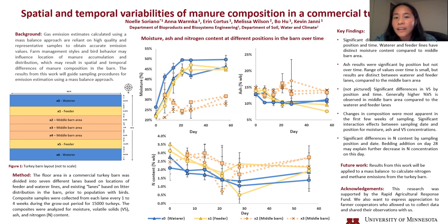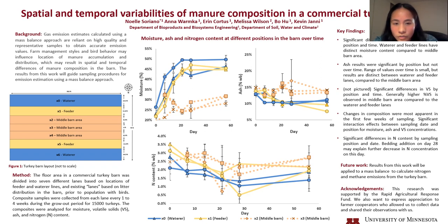In the turkey barn, a significant emission source is the manure, the composition of which may differ spatially based on the accumulation and distribution of the manure, which can also be influenced by farm management styles as well as bird behavior. That is why the objective for this work was to identify the spatial and temporal variabilities of manure composition. We hypothesize that this may have implications on manure sampling procedures for emission estimation using a mass balance approach.